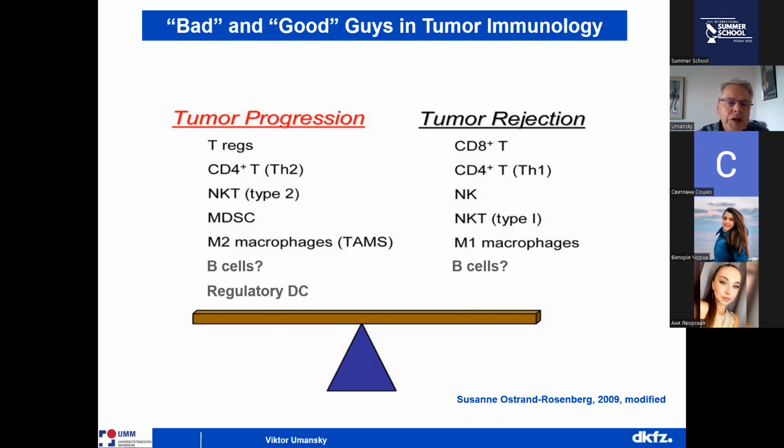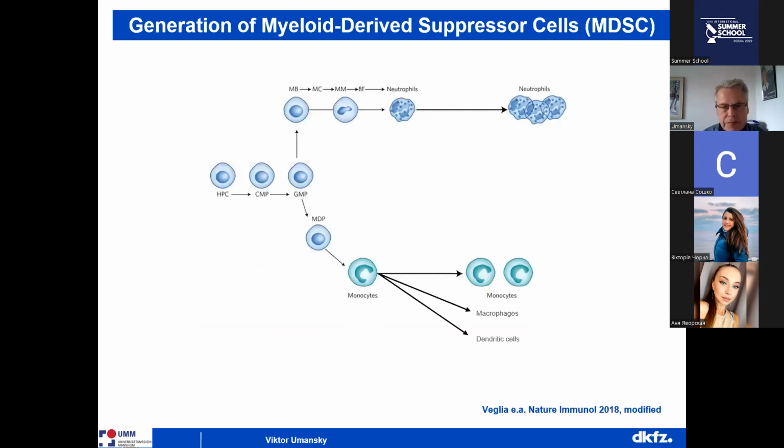For tumor progression, important are regulatory T cells, CD4 Th2 T cells, NK T cells type 2, and then myeloid-derived suppressor cells, about which we will talk today, M2 macrophages, and regulatory dendritic cells. So as I said, we will focus on one, but very, very important participant, myeloid-derived suppressor cells.